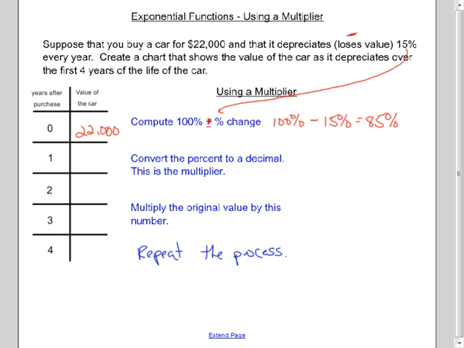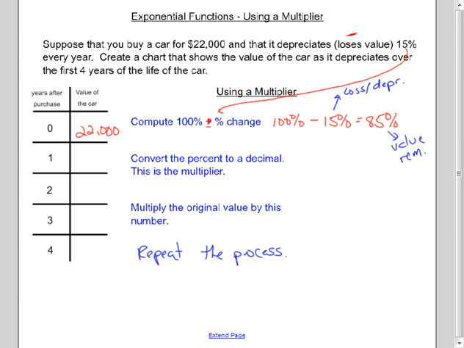Now, why am I interested in 85% as opposed to the 15%? Well, the 15% tells me about the loss or the depreciation. I'm not interested in that. If you notice my chart talks about the value of the car. Well, the way you need to look at this, and I think this can be decently intuitive once you say it once or twice, if you lose 15% of value, you still have 85% of the value. So the 85% is the number of interest. This is the value remaining.